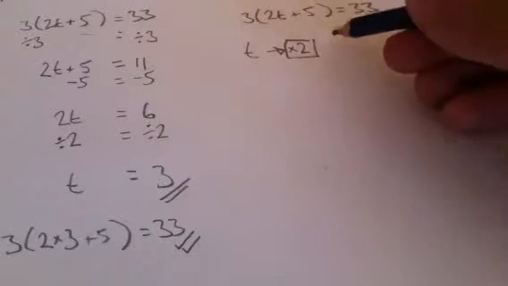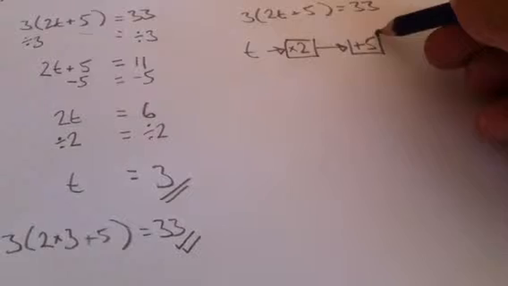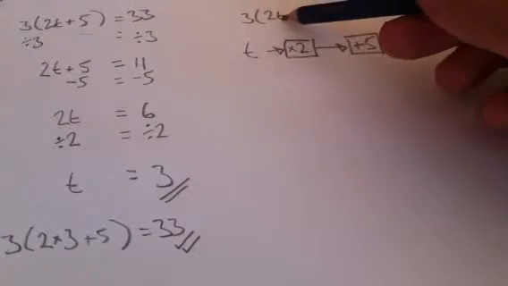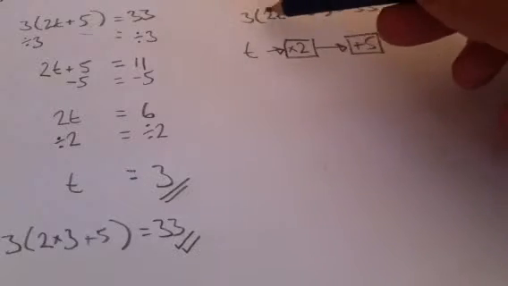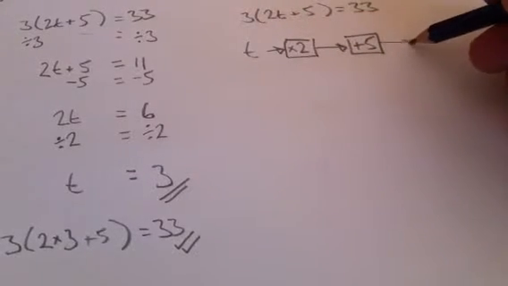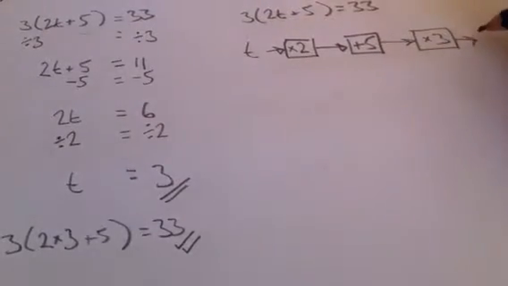Then we're going to add 5 to that value. Just because we're reading it out, t will be times by 2, then added by 5. Then we're going to times the whole thing by 3, because that's what that 3 outside the bracket means. And that's how the value of 33 is achieved.